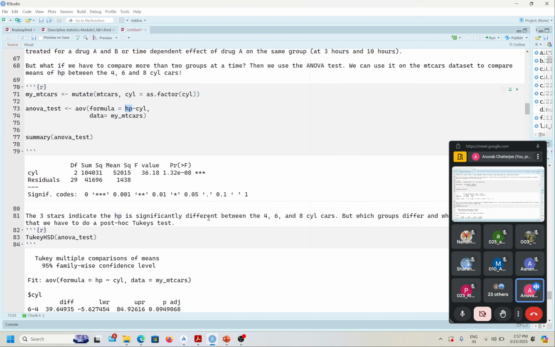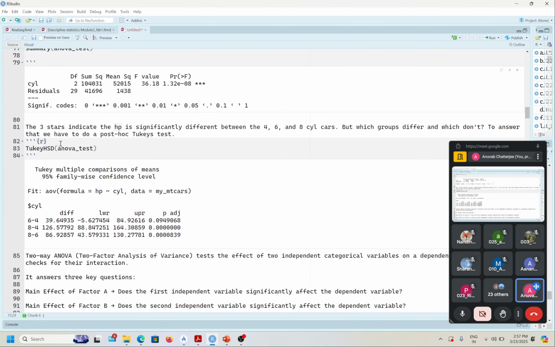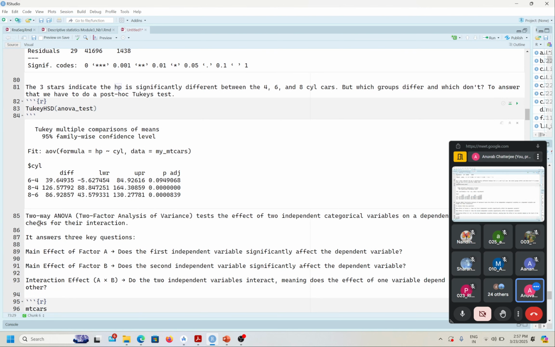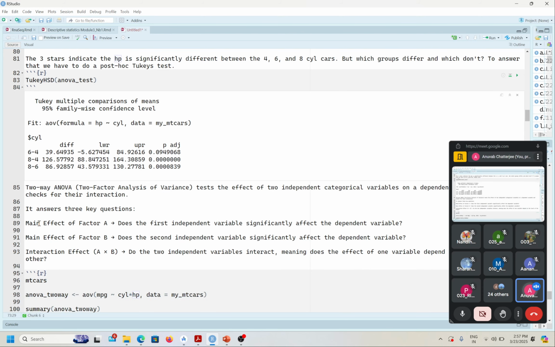But which two are different? To figure that out, we do a post hoc Tukey test, which tells us that the 8 and 4 and the 8 and 6 groups are the ones that are actually different. 6 and 4 are not. This is the simplest one-way ANOVA that we use. Most of the time we will be using this. Is this fine? And then we can go to the two-way ANOVA. Is this okay?